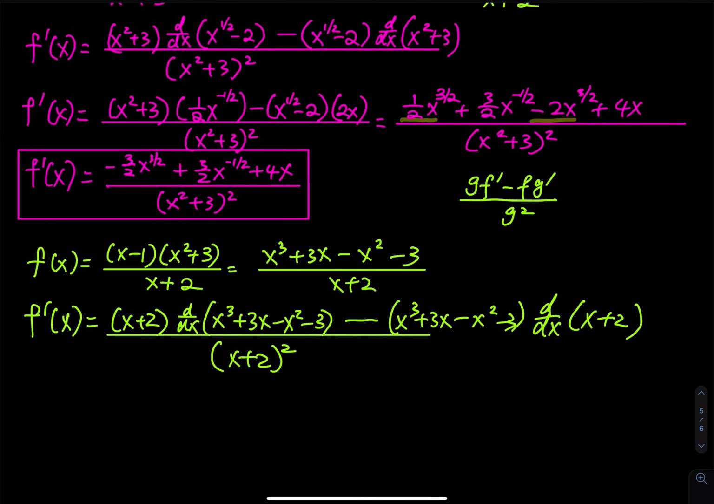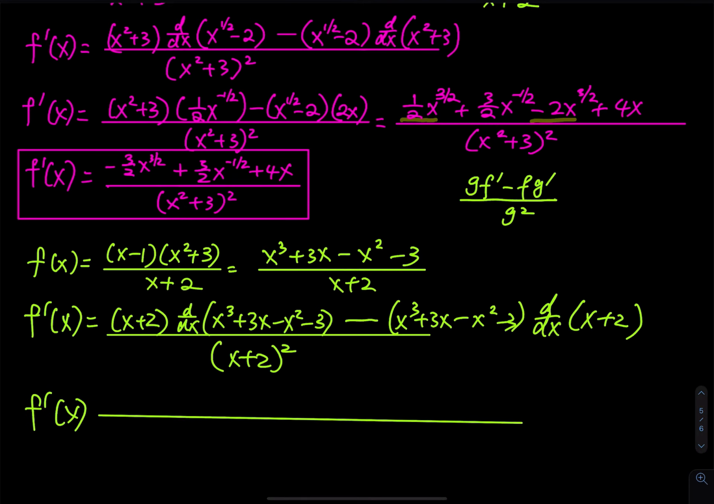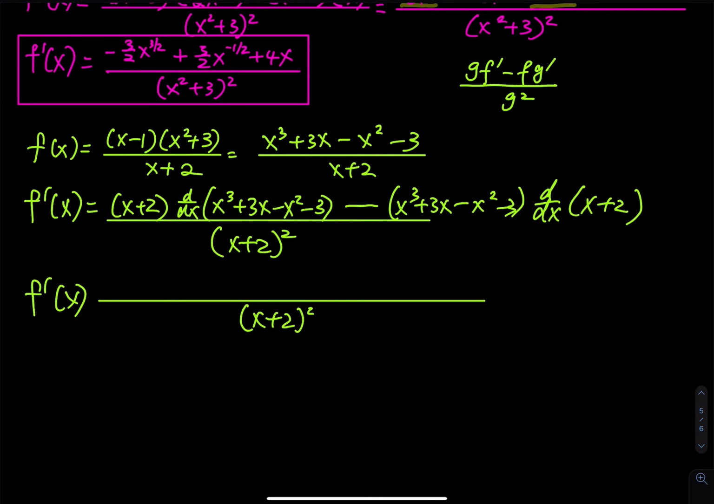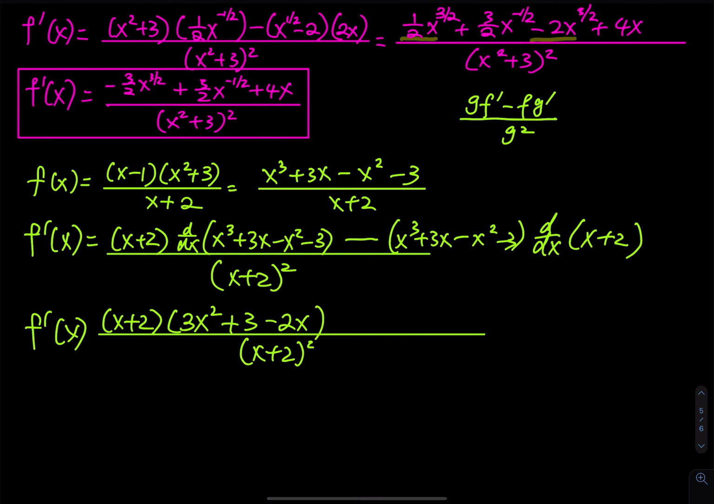And then you go ahead and do it. So f prime of x, you have (x plus 2) squared. And then here you have x plus 2. And then this is 3x squared, right? Plus 3 minus 2x. And the derivative of 3 is equal to 0. So this is done. And then minus x to the third plus 3x minus x squared minus 3. And then the derivative of x plus 2 is a linear function. The slope is equal to 1. And then you fully open the top. Or at this point, the derivative is finished.